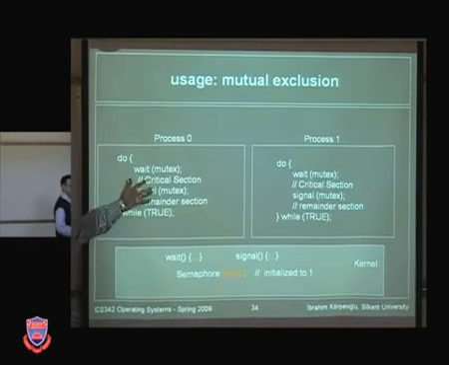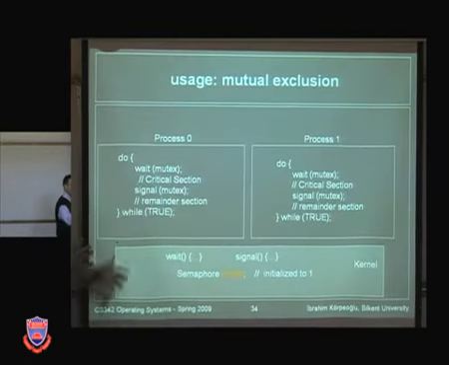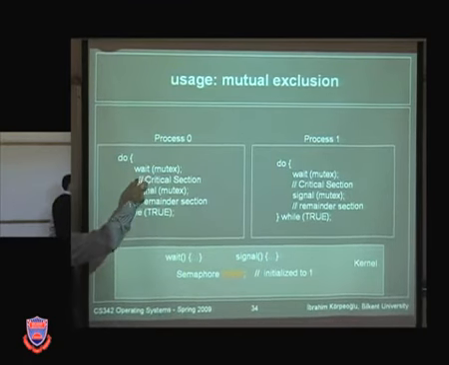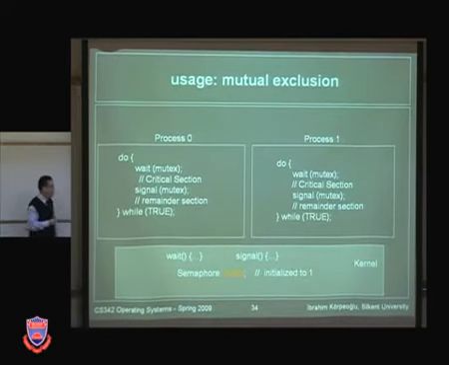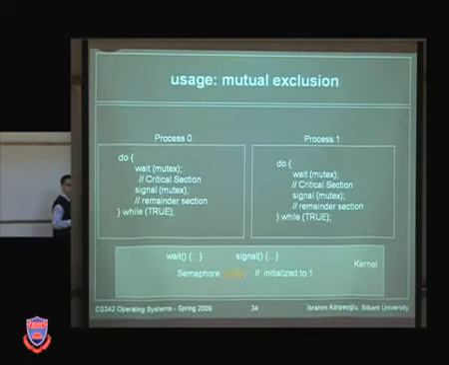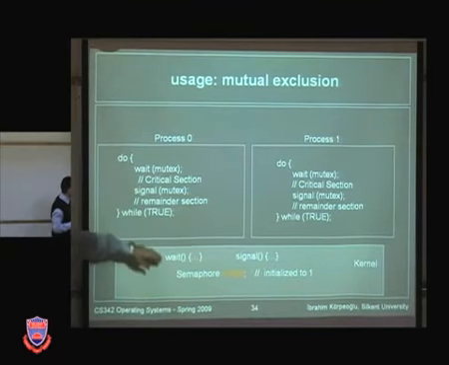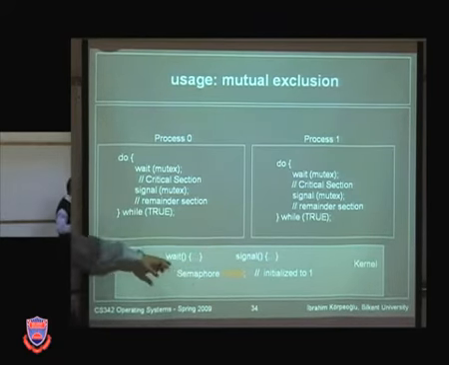Until that process finishes the critical section, sooner or later that process will run, execute in the CPU and finish its critical region. Then it will do what? It will perform a signal operation on the mutex, right? So what is that? That means it's calling a signal system call. It is now executing in the CPU. It will do what?